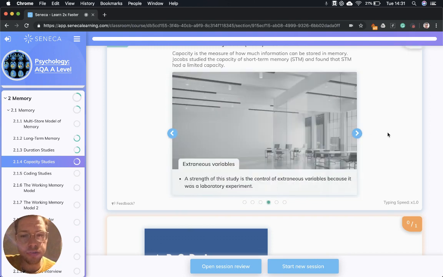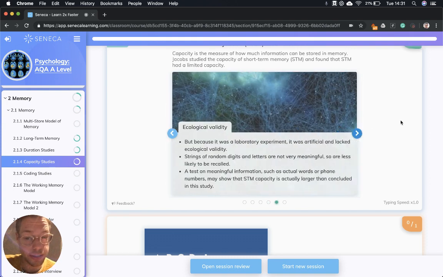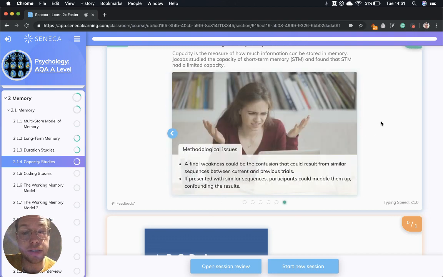Extraneous variables. A strength of this study is the control of extraneous variables because it was a laboratory experiment. However, because it was a laboratory experiment, it was artificial and lacked ecological validity. Strings of random digits and letters are not very meaningful, so they're less likely to be recalled. A test on meaningful information such as actual words or phone numbers may show that short-term memory capacity is actually larger than concluded in this study.